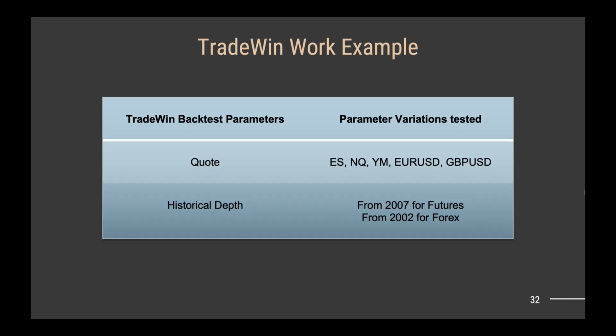The quote: the client wanted to test the strategy on many futures, so ES, NQ, YM, and also the main forex pairs EUR/USD and GBP/USD. And as stated before, the historical depth of TradeWin tests starts at 2007 for futures and 2002 for forex pairs. So that was the context to test the strategy with these parameters.